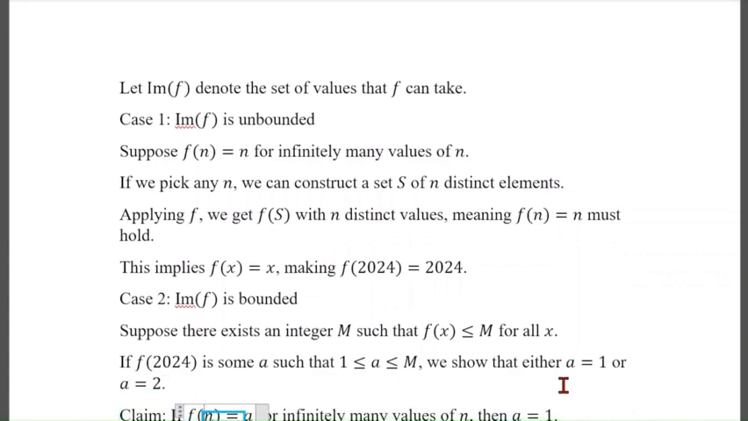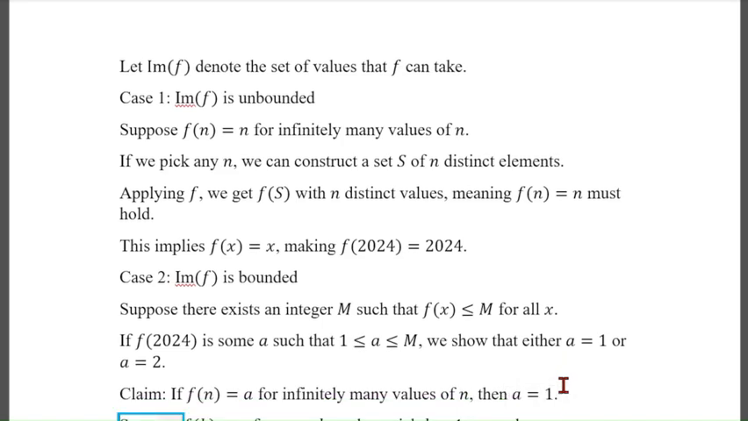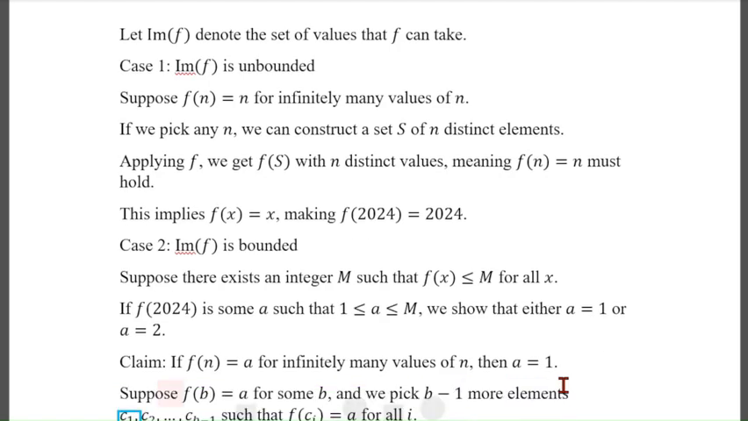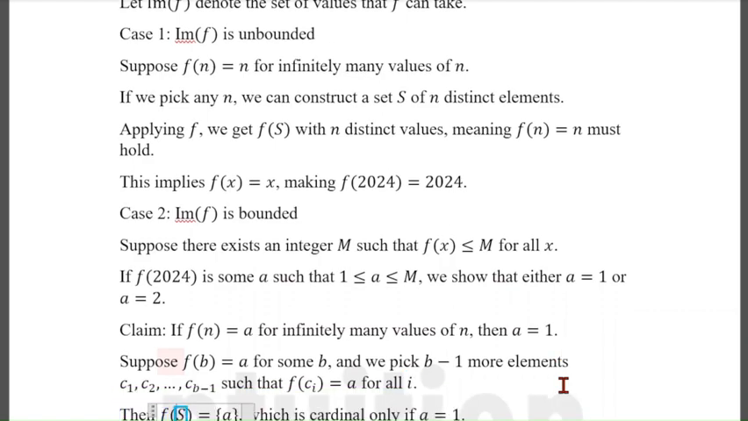Claim: if f(n) = a for infinitely many values of n, then a = 1. Suppose f(b) = a for some b, and we pick b minus 1 more elements c_1, c_2, ..., c_{b-1} such that f(c_i) = a for all i. Then f(S) = {a}, which is cardinal only if a = 1.